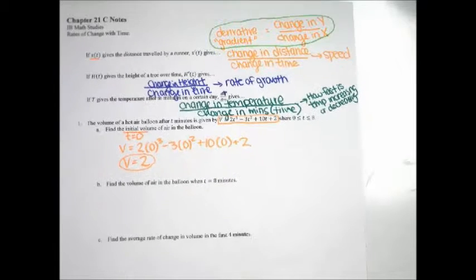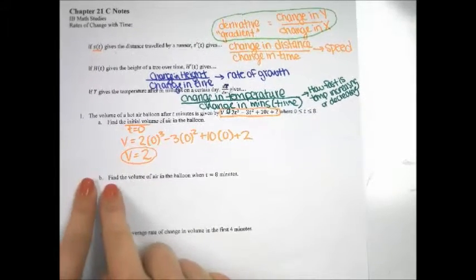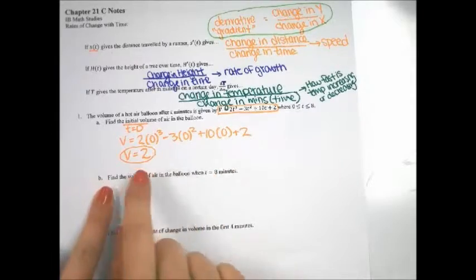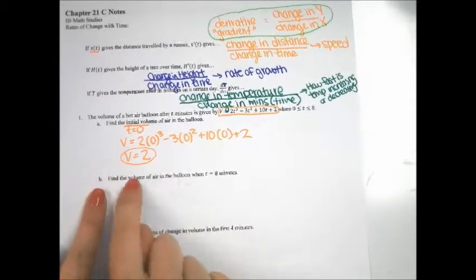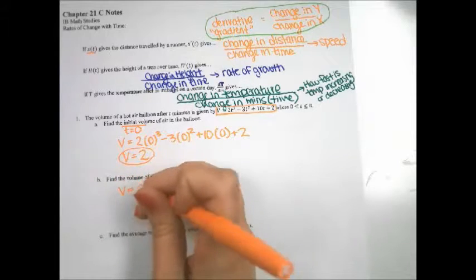It doesn't give us any units for the volume, so it's just 2 is our initial volume. Find the volume of air in the balloon when t is 8, so at 8 minutes. Now once again, this doesn't say what's the change in volume, how fast is the volume increasing when t is 8. It just says what is the volume, find the volume. So we're just going to plug 8 in directly.